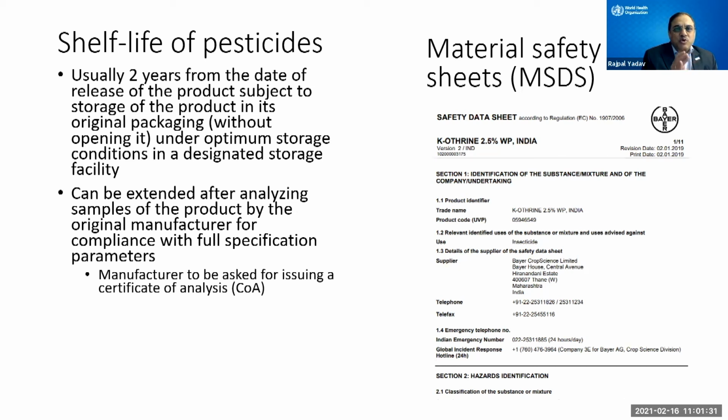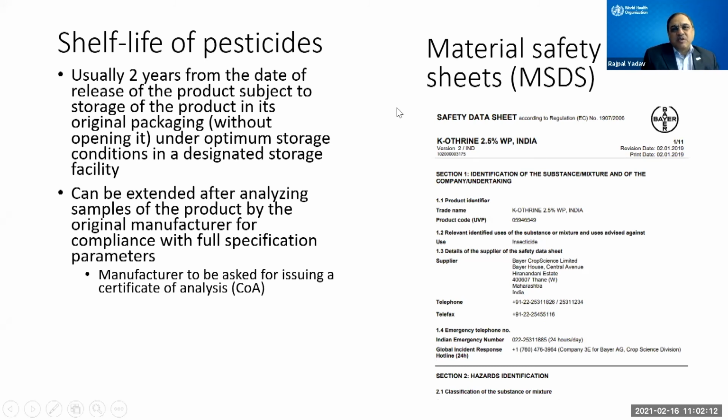But suppose during the 2 years, you are not able to use that formulation, then you can extend the shelf life of the product by sending a small sample to the manufacturer, who will then analyze the product to comply with the FAO specification. And if that product still complies with the specification, then the useful life of the package can be extended by the manufacturer, and they will say, okay, use it in the next 6 months to a year, and you must then use it. So this is the story of the shelf life. This is just to maintain the quality.